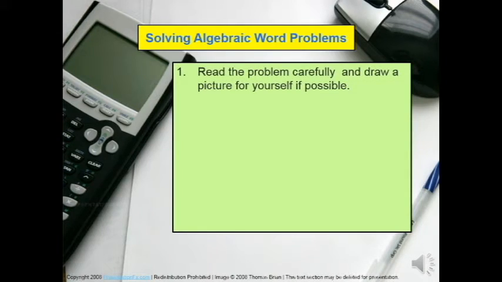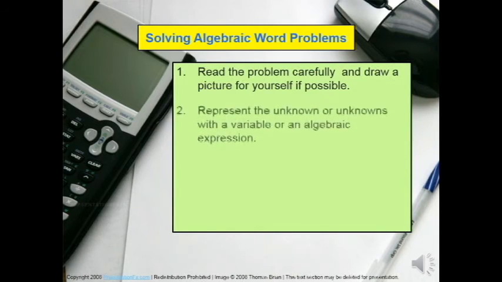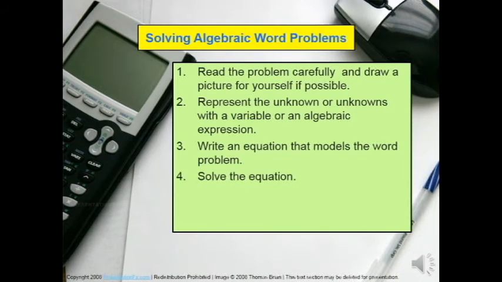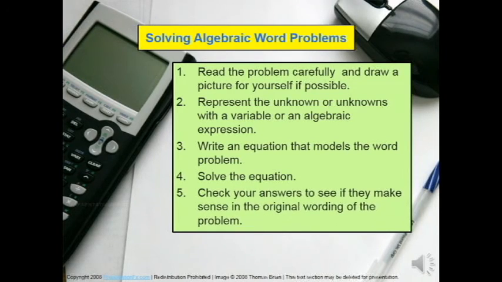To summarize the process in solving algebraic word problems, let's have a flashback. The very first thing we do is to read the problem carefully and draw a picture for yourself if possible. Second, represent the unknown or unknowns with a variable or an algebraic expression. Third, write an equation that models the word problem. Fourth, solve the equation. And fifth, check your answers to see if they make sense in the original wording of the problem. Thus, there are 5 steps in solving algebraic word problems. Don't forget it!